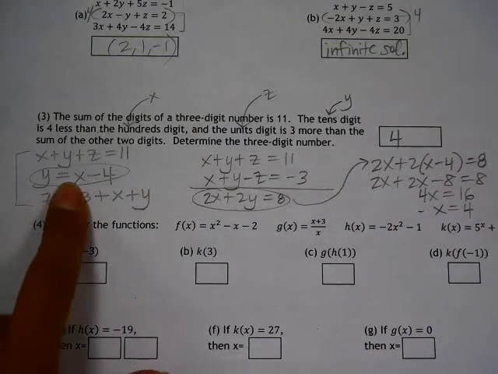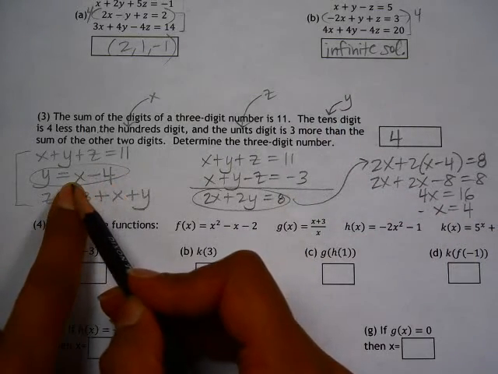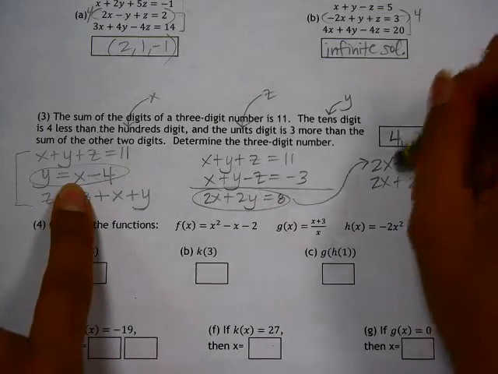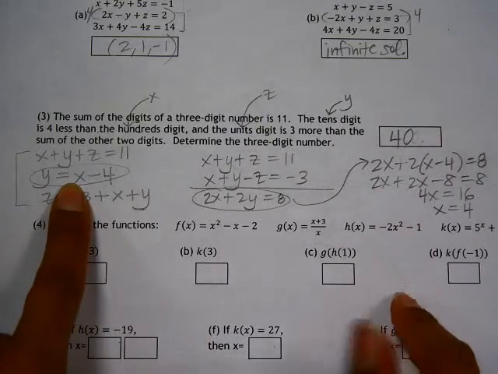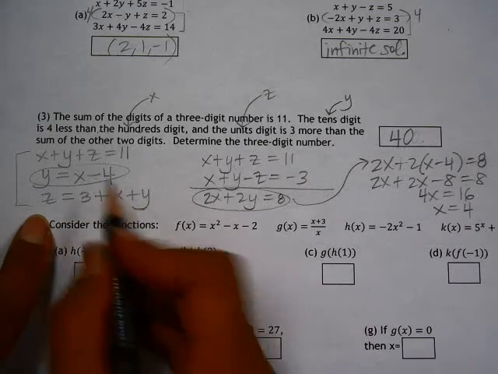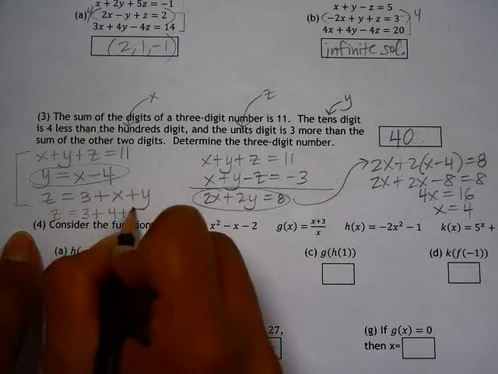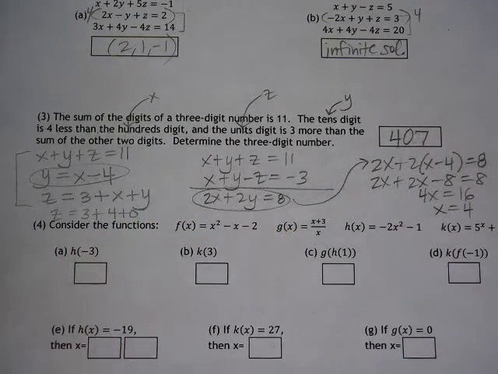Now I can find the tens digit. x minus 4 is the value of the tens digit, so that's 0. And then, oops, there shouldn't be a comma because this is just a 3-digit number. And then my last variable is the units digit, the z. I have an equation here that I can use to solve for z. z equals 3 plus x plus y, which is 7. So 407 is the number.